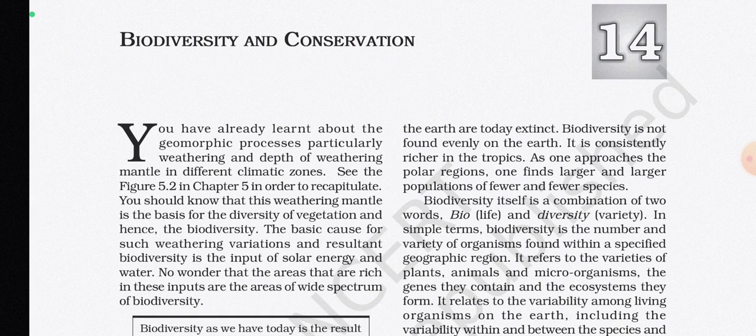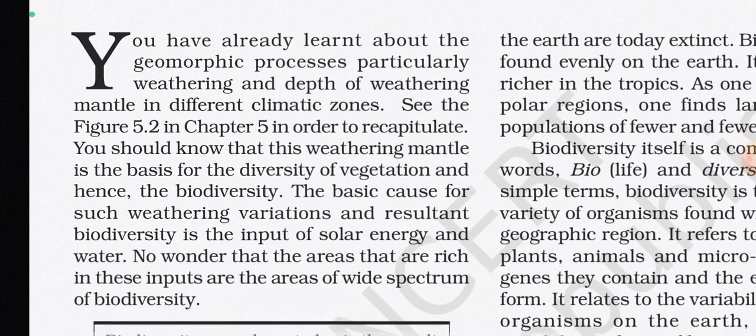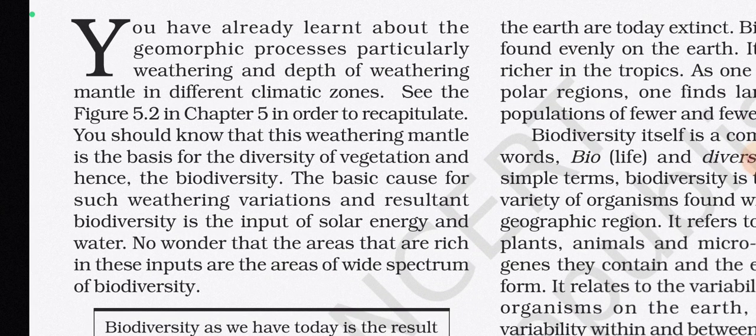So this is the last chapter and the 14th chapter of NCERT class 11 geography, physical geography book. You have already learnt about the geomorphic processes, particularly weathering and depth of weathering mantle in different climatic zones. See the figure 5.2 in chapter 5 in order to recapitulate. You should know that this weathering mantle is the basis for the diversity of vegetation and hence the biodiversity.